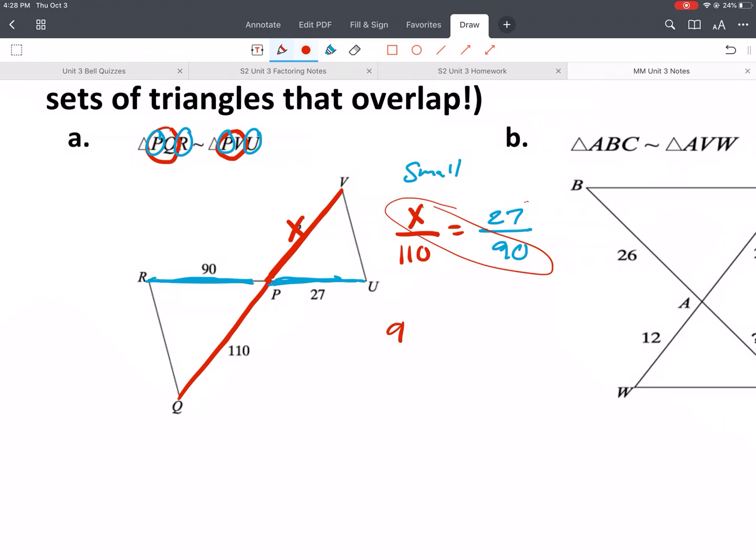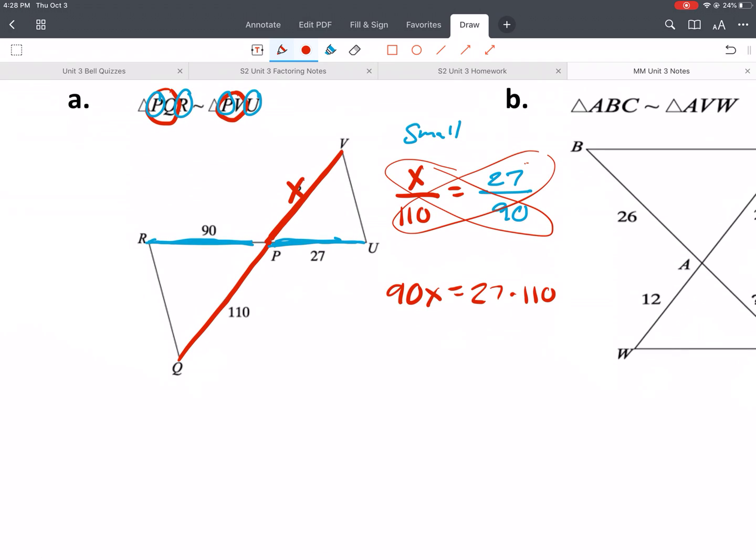So 90x is equal to 27 times 110. 27 times 110 gives us 2,970 equals 90x. And then to get x by itself, we divide both sides by 90. So you get x equals 33.